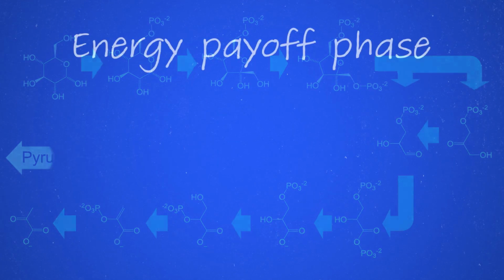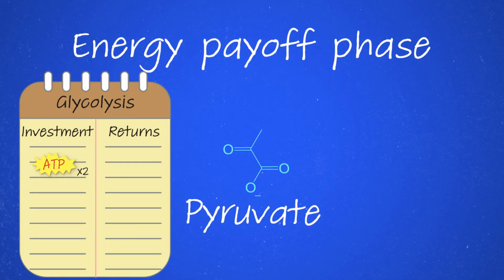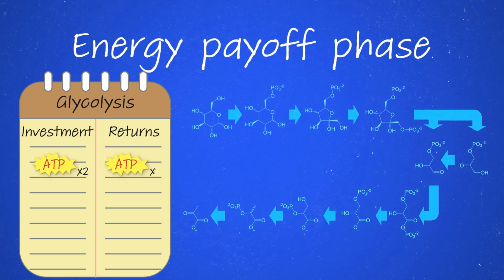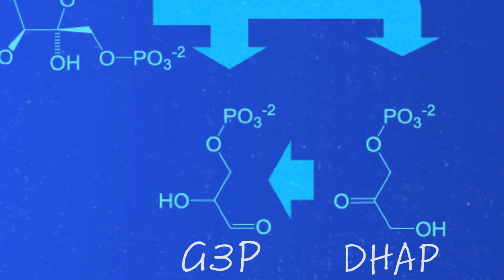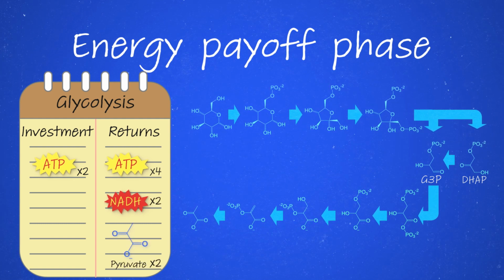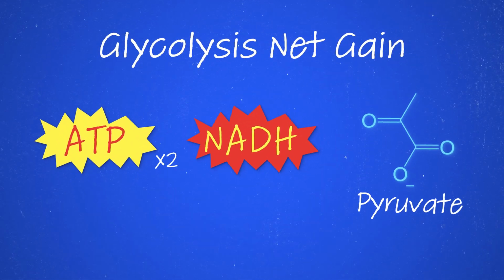Moving on to the second main phase, the energy payoff phase is where the modified glucose molecule, G3P, gets converted into pyruvate, and we finally start to see a return on our investment. For each G3P that is converted to pyruvate, 2 ATP and 1 NADH are created as a byproduct. The DHAP molecule from earlier is then converted to G3P, and the process repeats, and we are left with 4 ATP, 2 NADH, and 2 pyruvate. But remember, we've already lost 2 ATP molecules in the process, so the net gain from glycolysis is 2 ATP, 2 NADH, and 2 pyruvate.